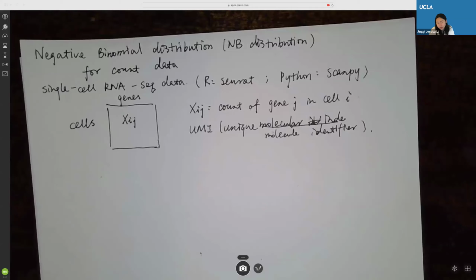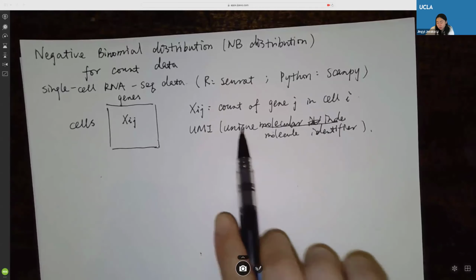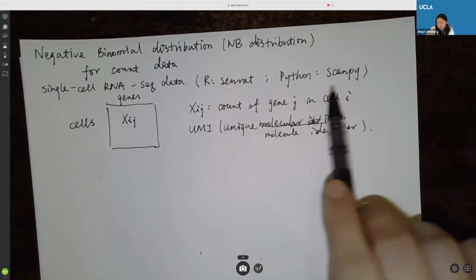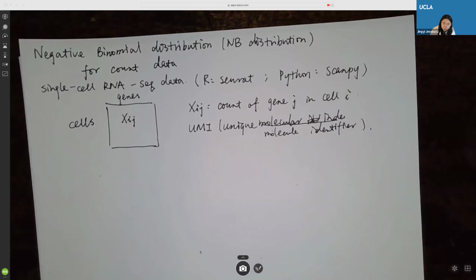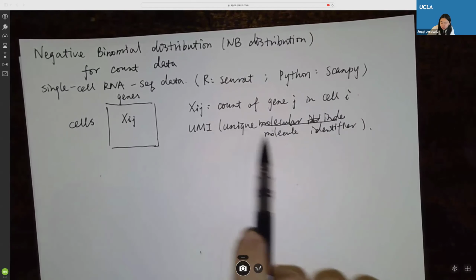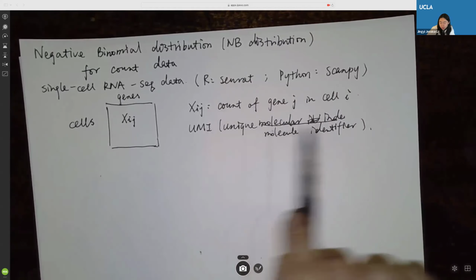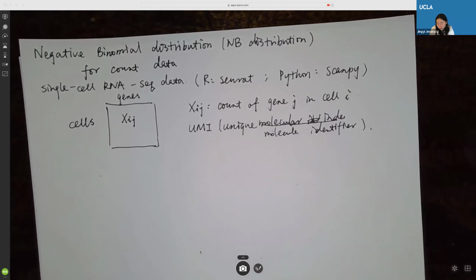Then you can just count the number of unique RNA molecules of gene J in cell I. So for here, since most cutting edge experimental protocols use UMI, we will stick with UMI as our count. So it's the UMI count.